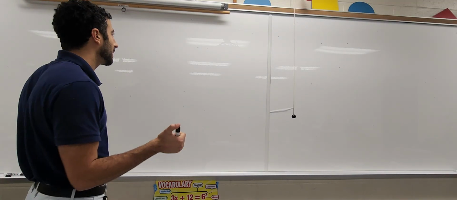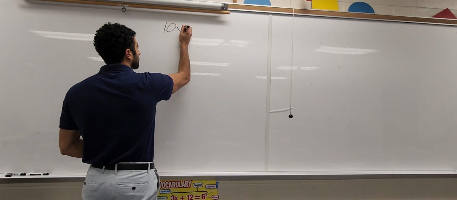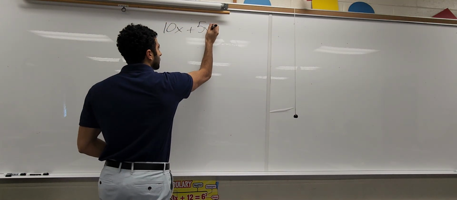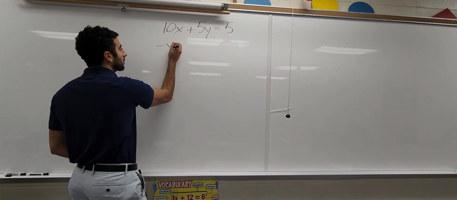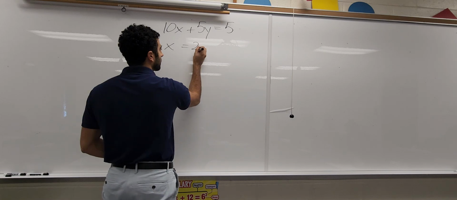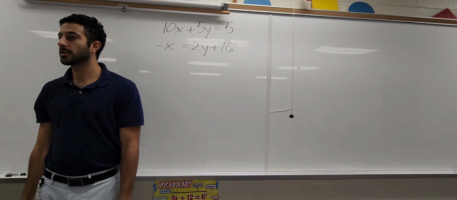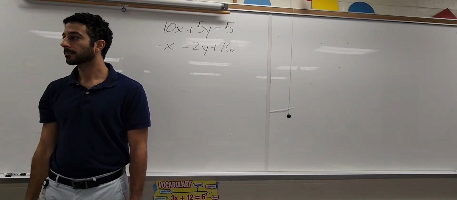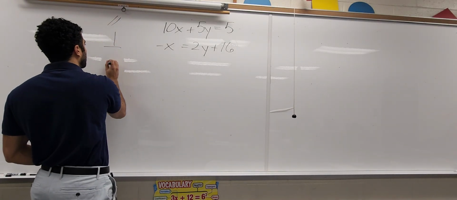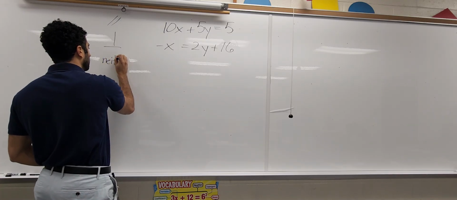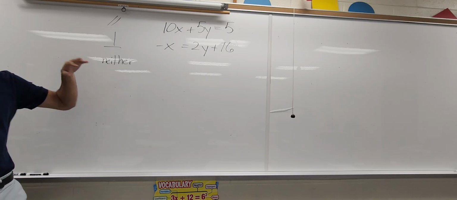Christian, can you read it out loud for me, that one of the bottom 4? 10x plus 5y equals 5. And negative x equals 2y plus 16. Okay, perfect. And what's the question they ask us? Determine whether the pair of lines are parallel, perpendicular, or neither. Okay. So the task is parallel, perpendicular, or neither for 2 lines.